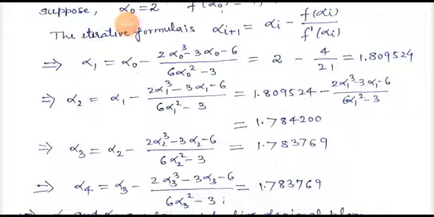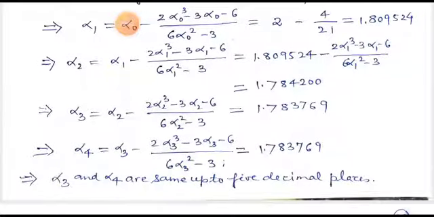Putting all values in this equation, we got 1.783769. Again, alpha 4 is alpha 3 minus (2 alpha 3 cube minus 6 alpha 3 minus 6) upon (6 alpha 3 square minus 3). Putting all values of alpha 3 in this equation and solving, after solving we get the value 1.783769. So this value is repeated as alpha 3.